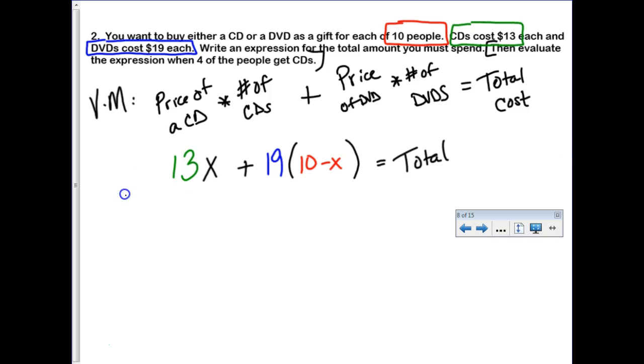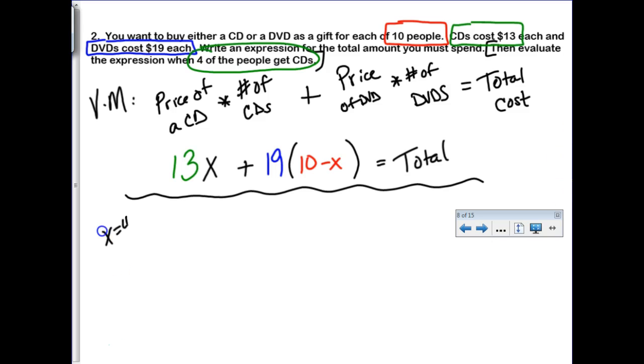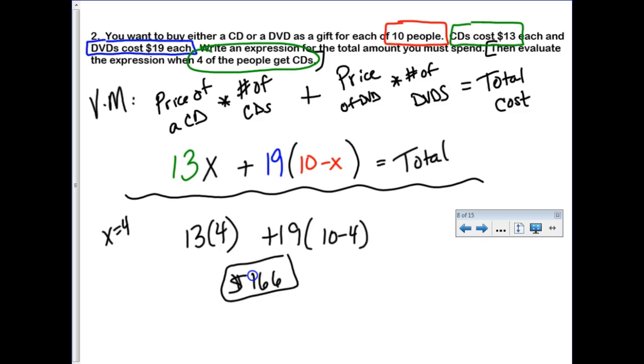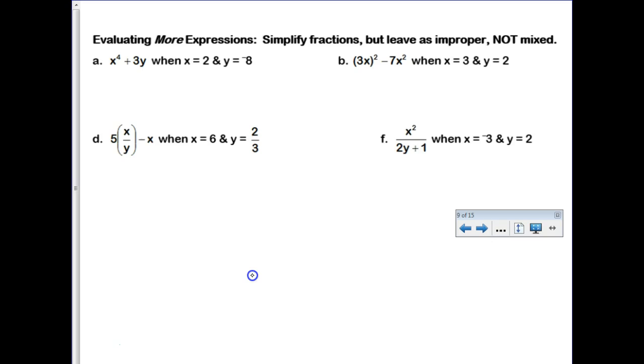All right, so now it says once you have your algebraic stuff set up, why don't you go ahead and figure out what happens when you buy 4 people a CD. So that's what I'm going to plug in for X. So when X equals 4, I get 13 times 4 plus 19 times 10 minus 4. We know this is really just a 6, right? So if I were to type this on my calculator, let me hurry up and type that. $166, I think, is what I got. What's cool about that algebraic expression is it would work for anything.